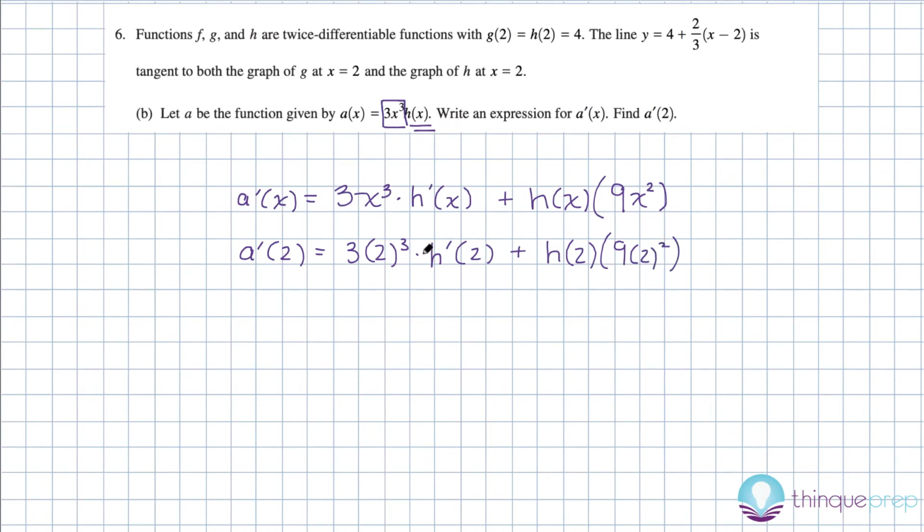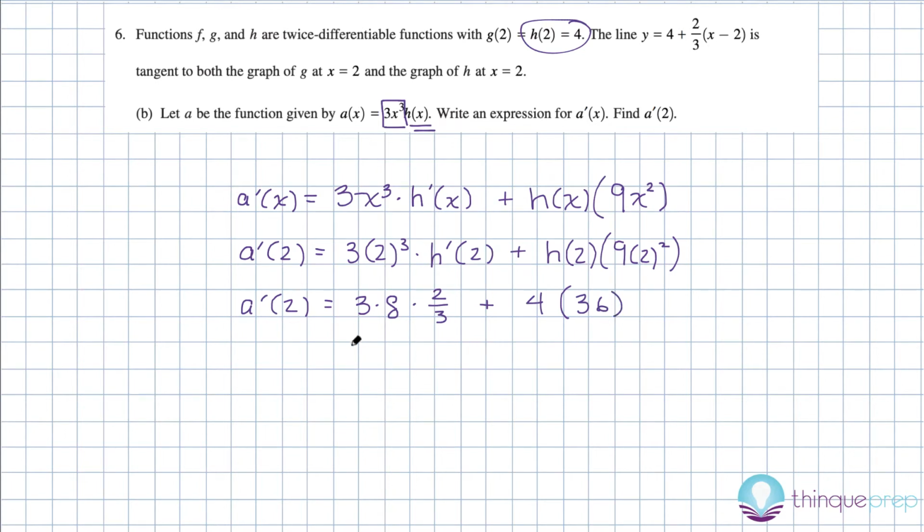And then from part A, we found that h prime of 2 was equal to 2/3 because that's the slope of the tangent line. 2 cubed is 8. If you got the wrong answer for part A, you'll still get credit if you bring down that number from part A. And then according to the question, h of 2 is equal to 4, so we can replace that there. And then 9 times 4 is 36.